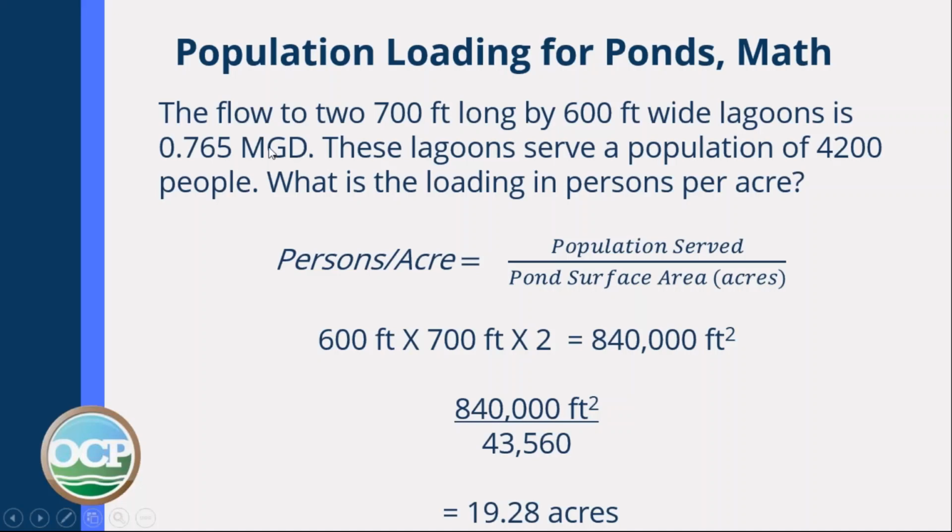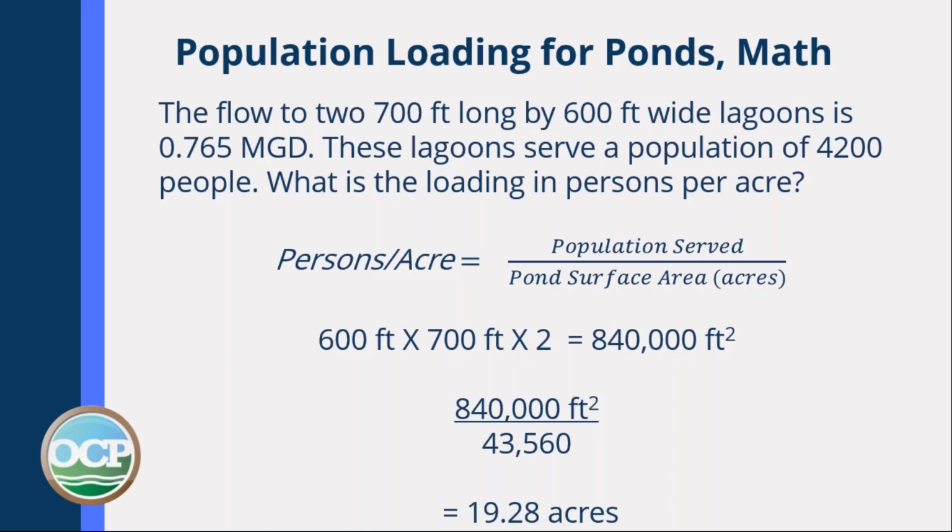Population loading, we'll do this one together. The flow to 2 700-foot long by 600-foot wide lagoons is 0.765 million gallons a day. These lagoons serve a population of 4,200 people. What is the loading in persons per acre?